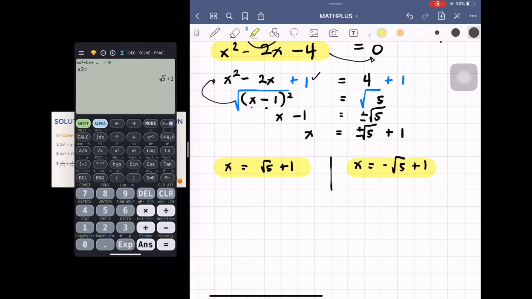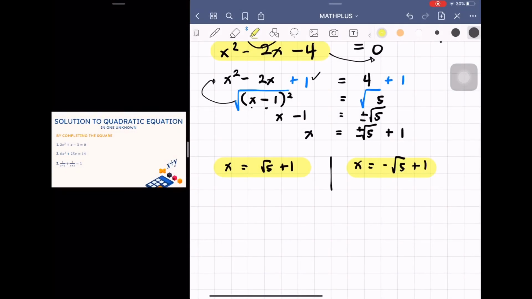And that concludes how we do completing the square in solving for the roots or the solutions of your quadratic equations in one unknown.